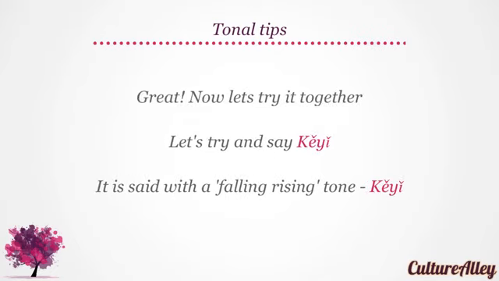Great! Now let's try it together. Can you say 可以? It is said with a falling rising tone, like 可以. Note that 可以 is spoken in the second and third tone when together, keeping the two third tone rule in mind, which was that whenever there are two third tones in a row, the first third tone becomes a second tone.